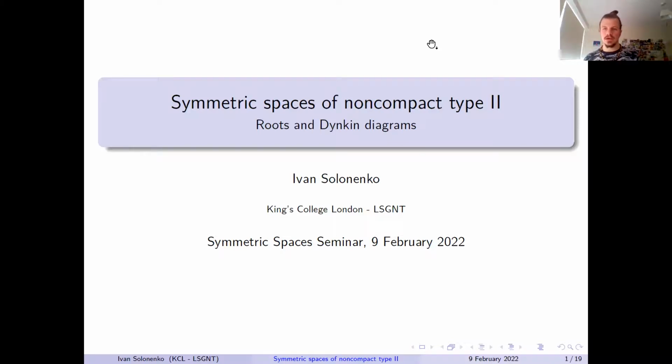Okay, so today I'm going to talk about, this is going to be the second talk in the introductory series into the symmetric spaces of non-compact type. So last week, Juanma talked about just the basics of symmetric spaces and symmetric spaces of non-compact type, and also the Iwasawa decomposition and the Cartan decomposition. And this time I'm going to talk more about the restricted root space decomposition, which was introduced last week, and then also talk about roots and Dynkin diagrams.